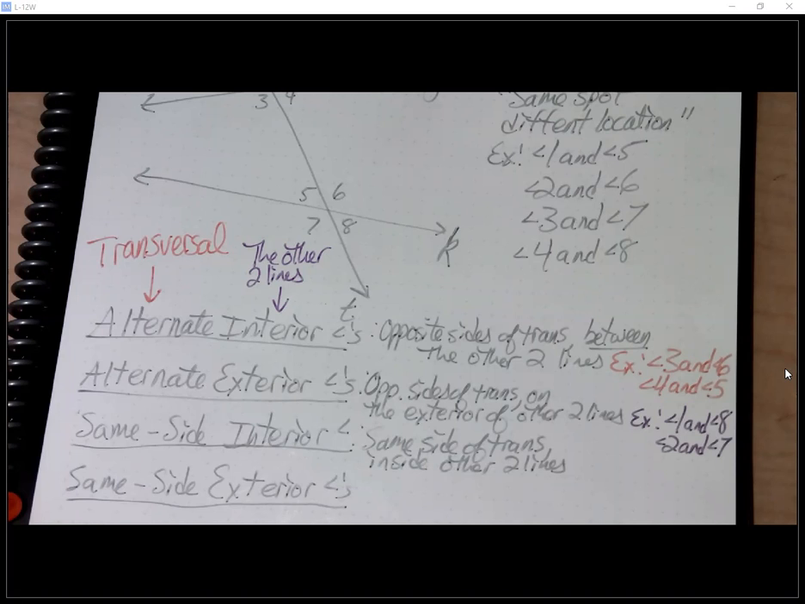I think we're almost done. So we said 3 and 5. And 4 and 6. And then obviously same side exteriors. These are same side of the transversal, outside of the other two lines.